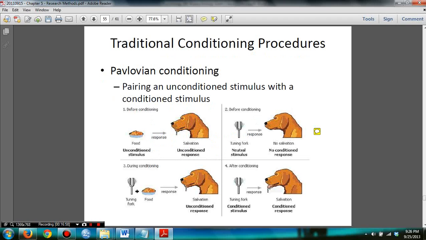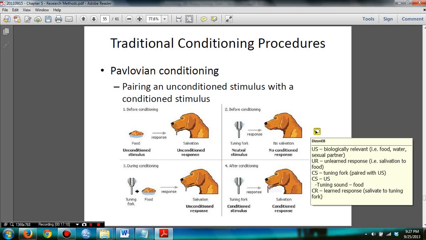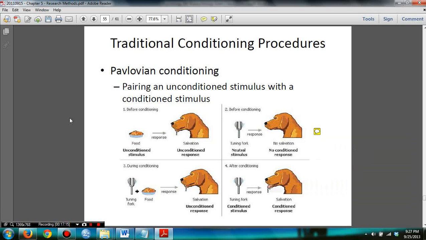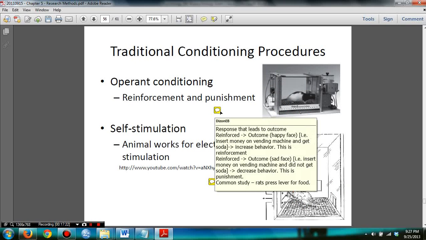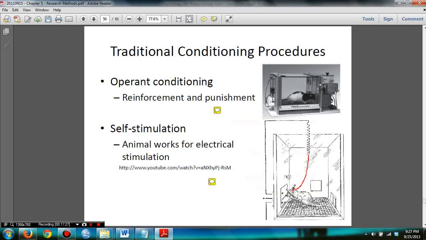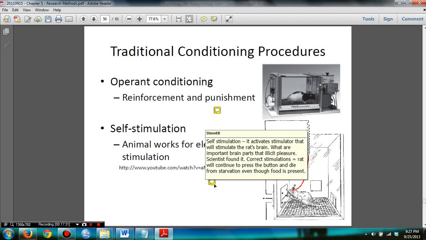And now we're talking about traditional conditioning procedures. One of them is Pavlovian conditioning, and this is going to be on the exam. Here's my side note. And then operant conditioning, it's reinforcement and punishments. And then here's my side note. And then self-stimulation, which is where an animal works for electrical stimulation. And here's my side note.